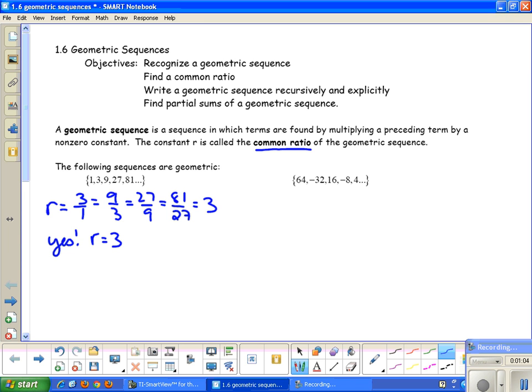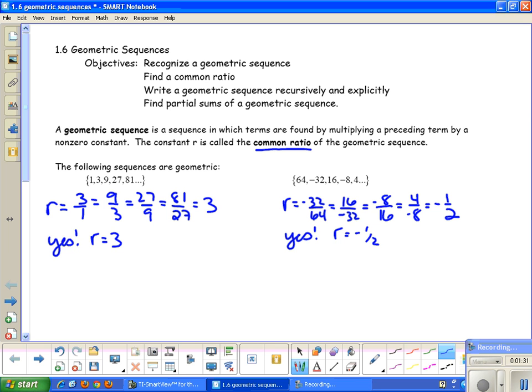So over here, we would do the same thing. So just to show that this is a geometric sequence, negative 32 over 64 has to be equal to 16 over negative 32, which has to be equal to negative 8 over 16, which has to be equal to 4 over negative 8. And when you simplify all these, you get negative 1/2. So yes, this is a geometric sequence, and our common ratio is equal to negative 1/2.